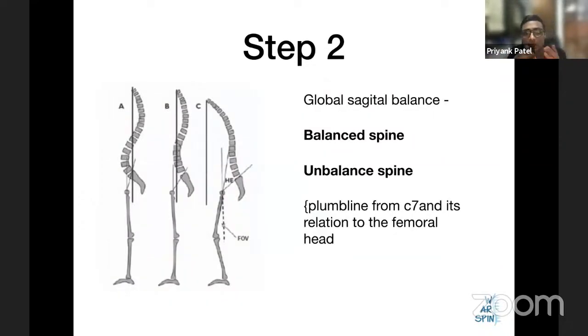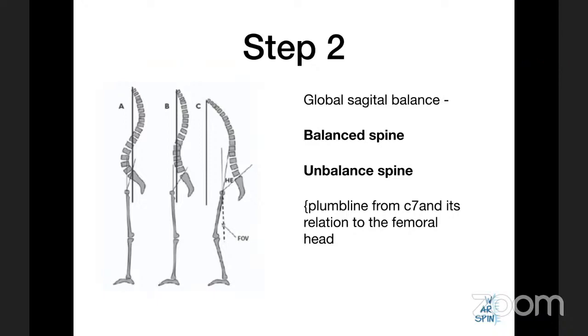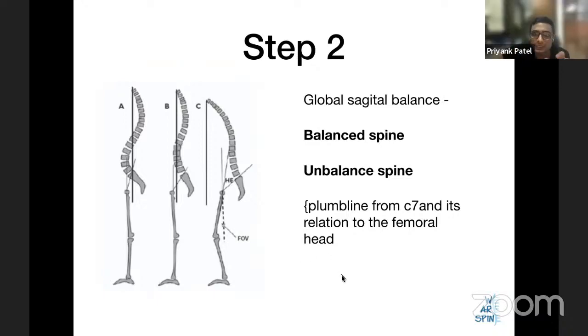The next step is to zoom out and see the entire global sagittal balance. For this, you are going to require a whole spine standing scanogram type of lateral view. Here you drop a line from C7. If it is crossing behind or touching the femoral head, then it's called a balanced spine. And if it falls anteriorly, then it's called an unbalanced spine. So by these two steps, you will have calculated if it is a low-grade or a high-grade type, and will know if it is a balanced or unbalanced spine.